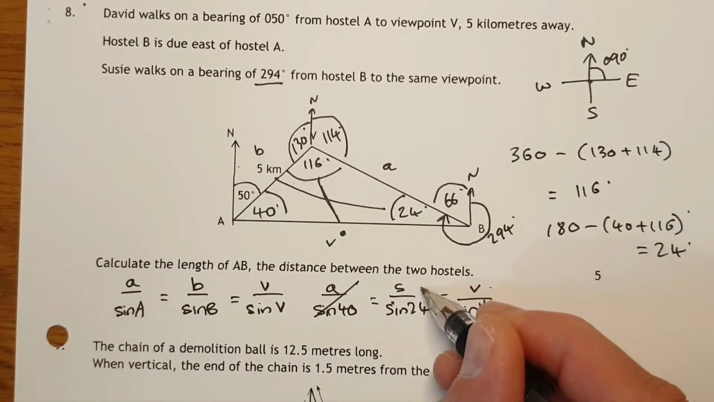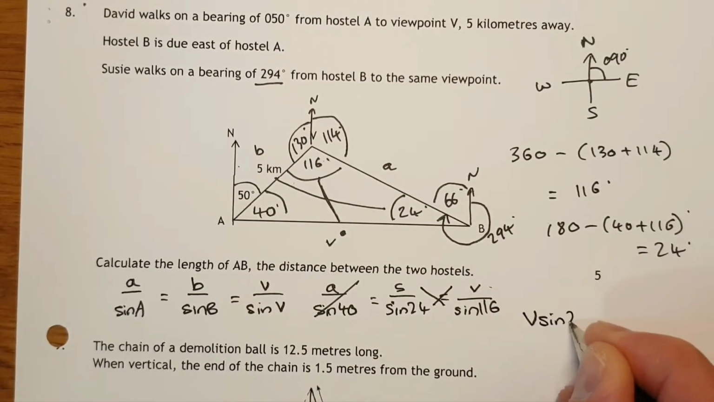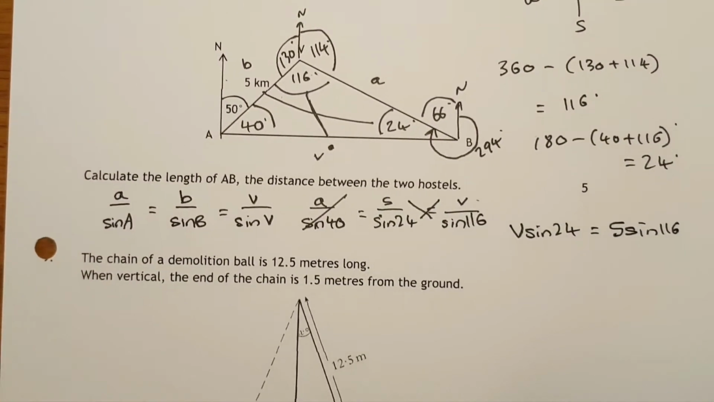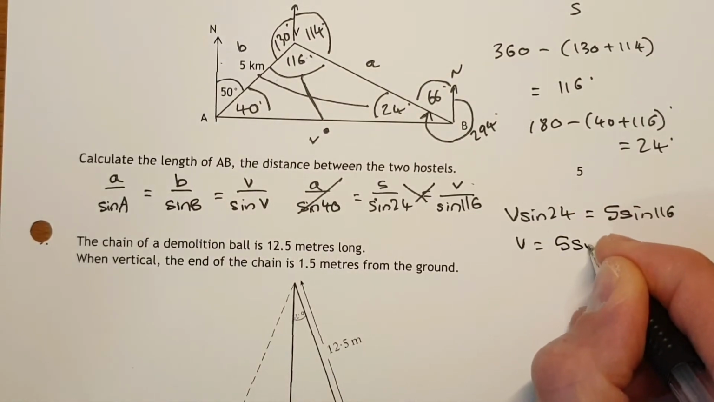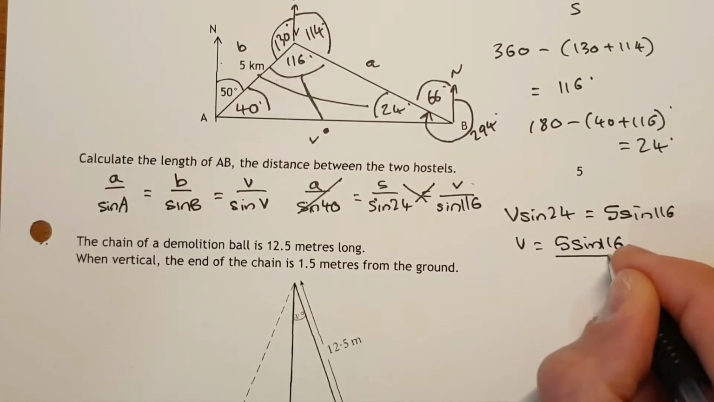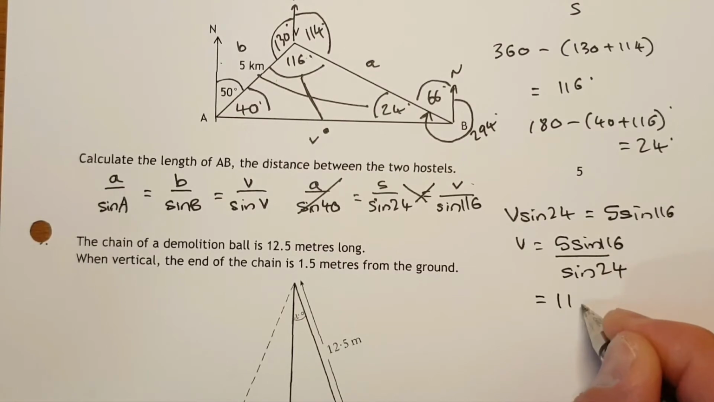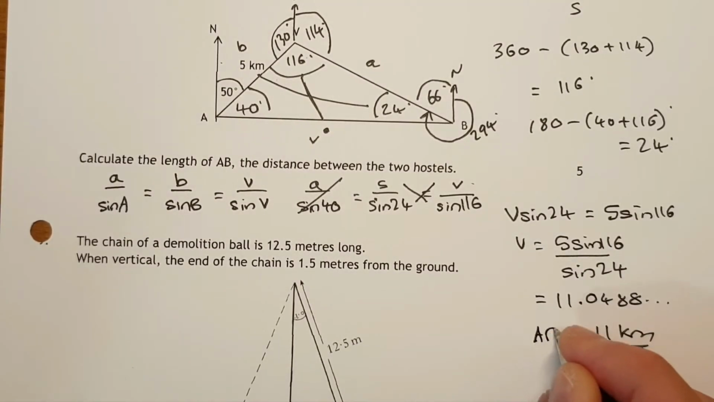that. If I cross multiply, I get V sine 24 equals 5 sine 116. I can then divide both sides by sine 24. And that is 11.0488, etc. So we can just say that is just 11 kilometres. And that is the length of AB.